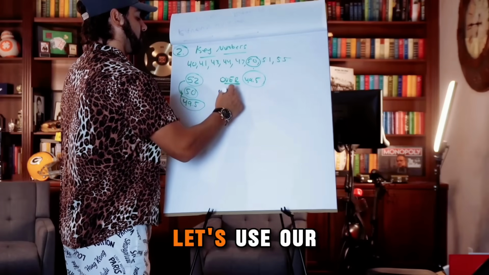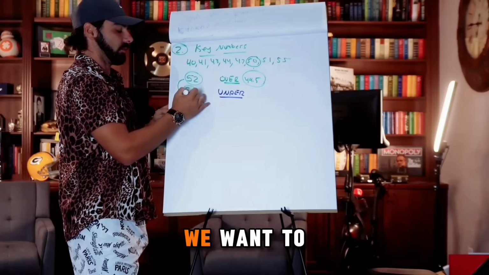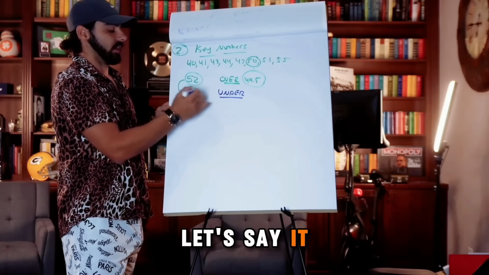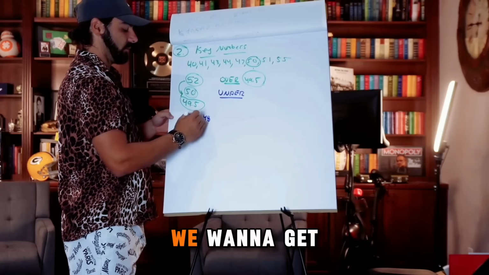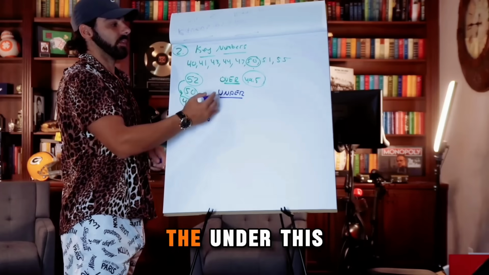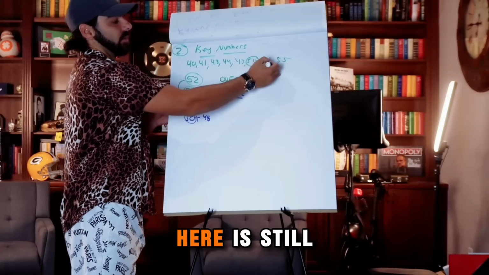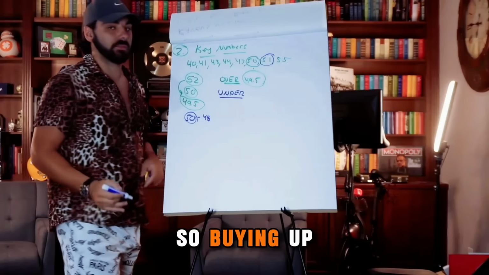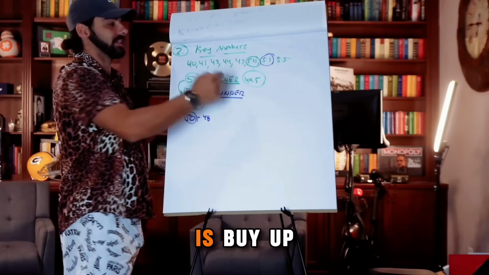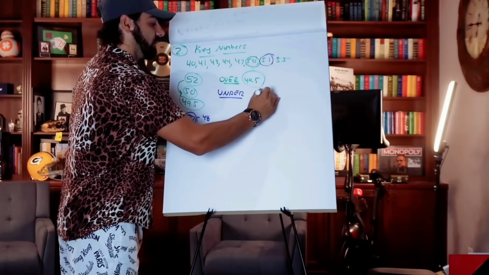So let's say for the under, let's use our example, okay? Let's say that we're at 52, and then next thing you know, we want to get that, well actually we're going to use 48 for an example, okay? Let's say it was at 50 down to 48, we want to get it back up to 50. So again, we're falling on that key number again, but we're on the under this time. And if you're on the under, you're landing on a key number. The next level here is still a key number too. So buying up to 51 would be a key number. So what you would have to do in this aspect is buy up over the second key number here. So then we would be looking at 51.5.